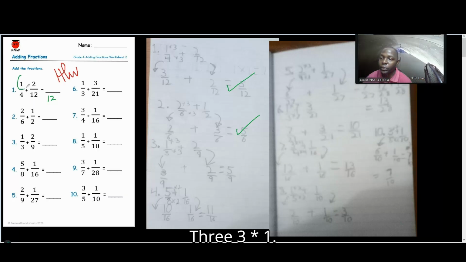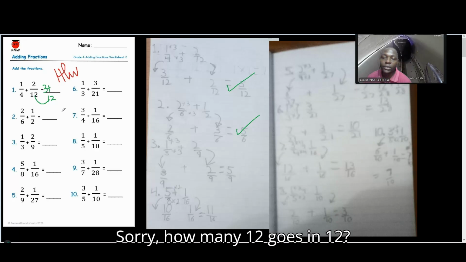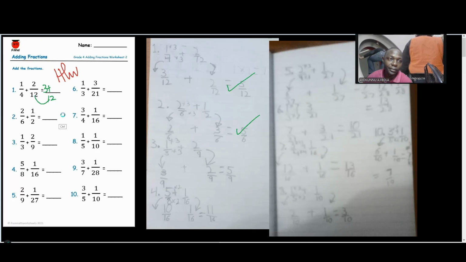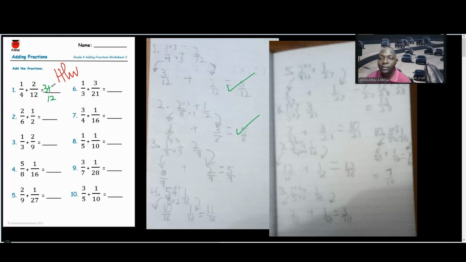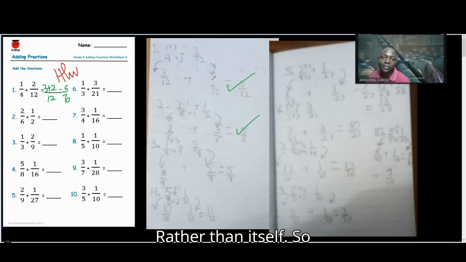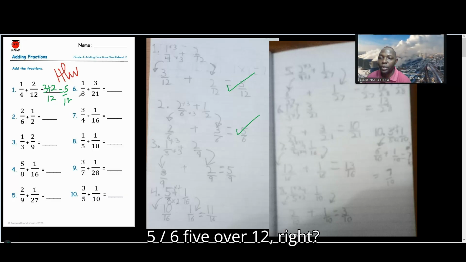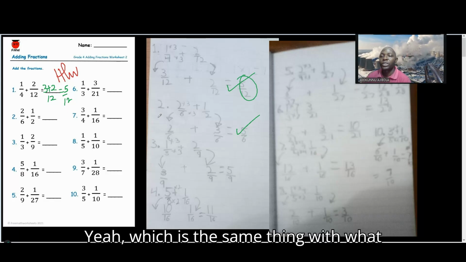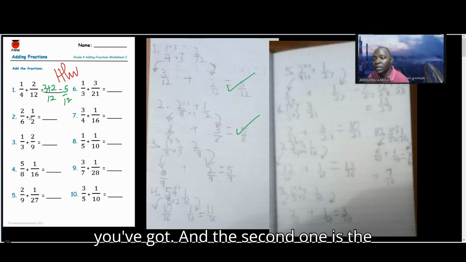3 times 1, 3. How many 12 goes in 12? 1. 1 times 2, 2. So what's the answer? 5 over 12. Rather, I said 5 over 6. 5 over 12, right? Yeah, which is the same thing with what you've got. And the second one is the same thing.